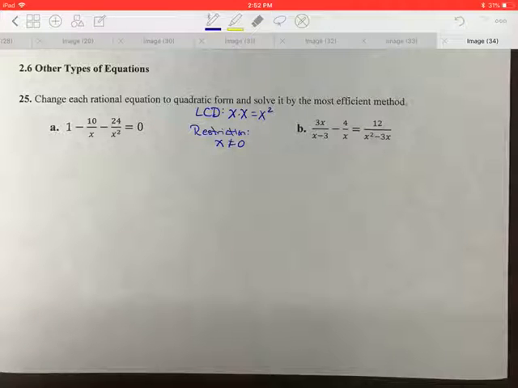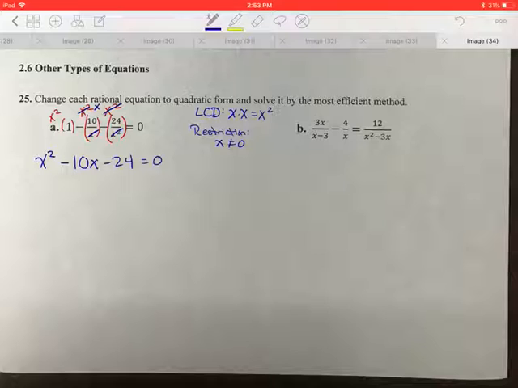All right, so I want to clear my fractions out, so I'm going to multiply every term by x squared. If I take a look at that, x squared times 1 will just be x squared. If I multiply x squared to 10 over x, one of the x's cancels, and I'm just left with 1x. So I have a minus 10 times an x. And for the last term, the x squareds cancel, and I get minus 24. So notice once I cleared fractions, I got a nice, pretty quadratic. It's already in standard form.